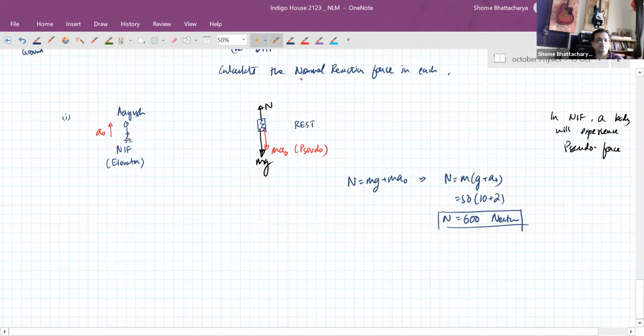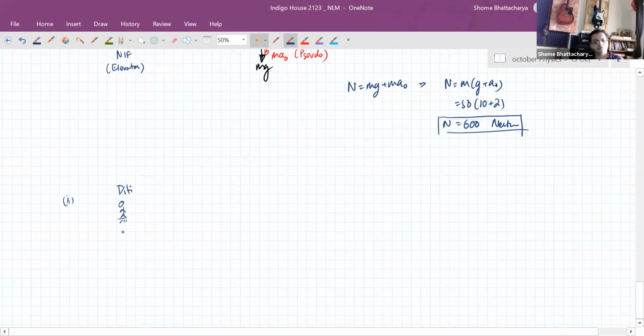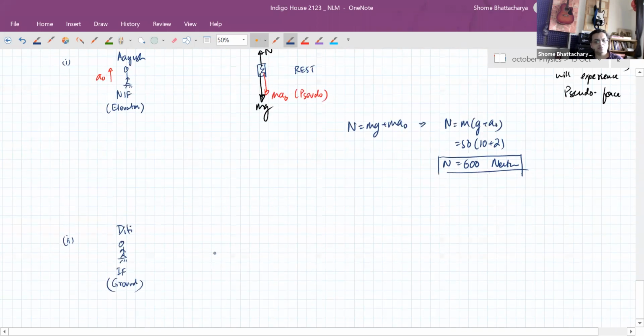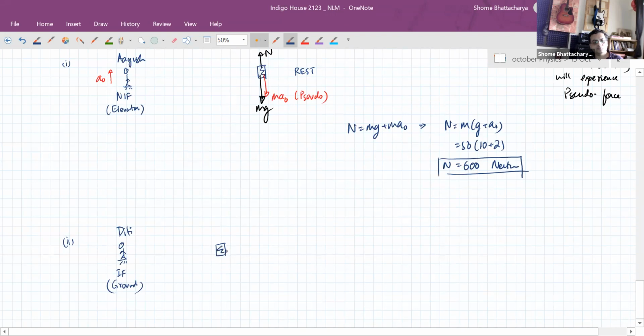Whereas if we make the second FBD, which is the FBD made by Diti, she becomes an inertial frame observer because she's at rest on the ground. So in her frame, what is happening? The body will not experience pseudo force, but with respect to her, the body has an acceleration a0 upwards.